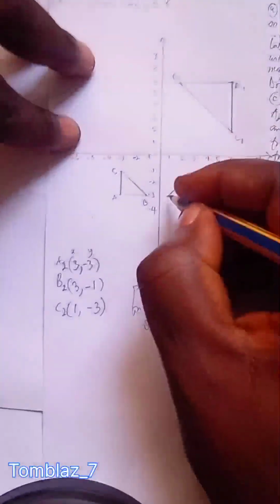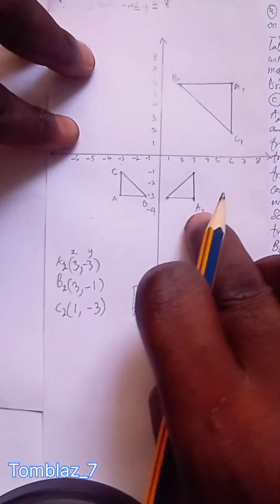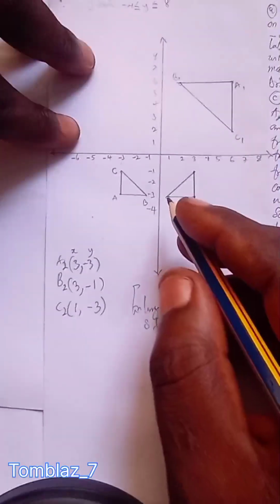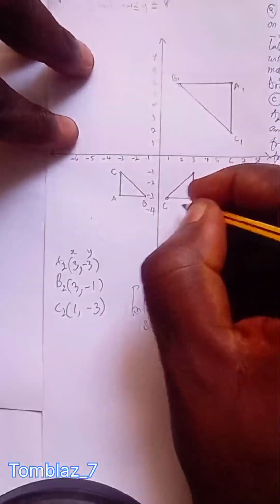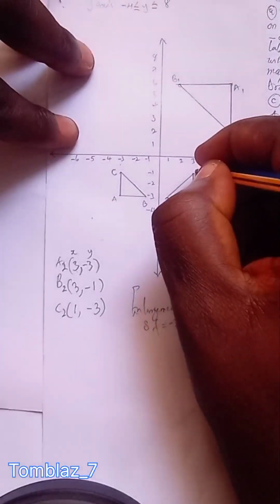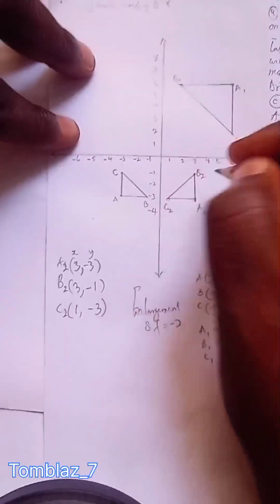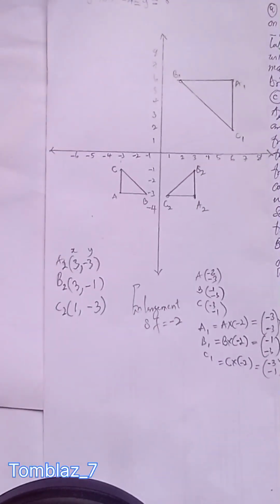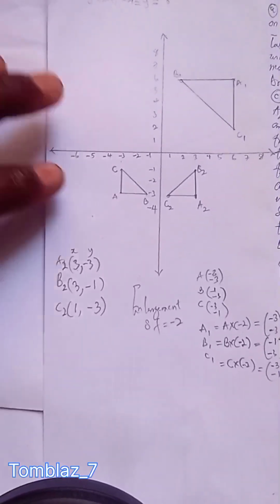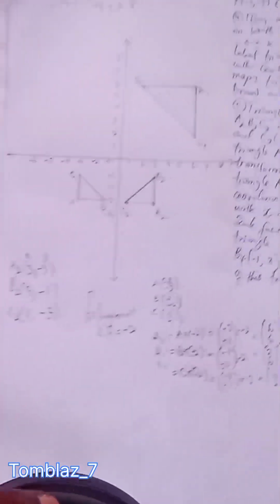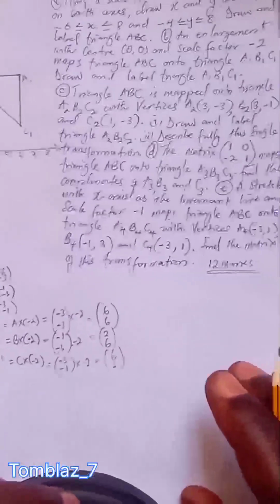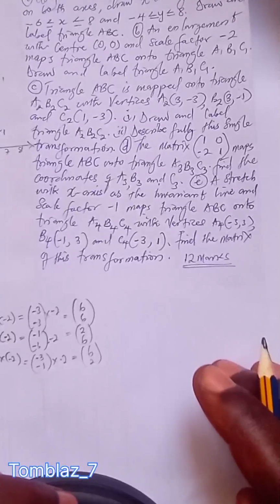Okay, so this is the new triangle. This is A2. This value here is C2, and then this is B2. All right, that's how it is. Okay, so the next question, after drawing it, they say we should do what? We should describe fully this single transformation.